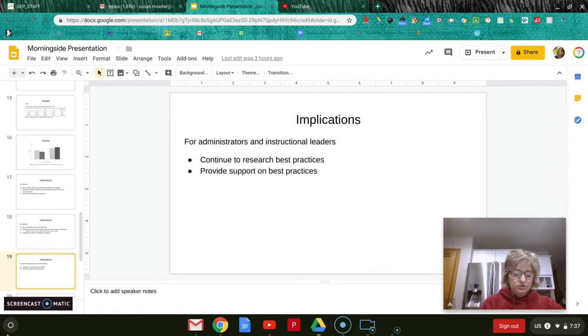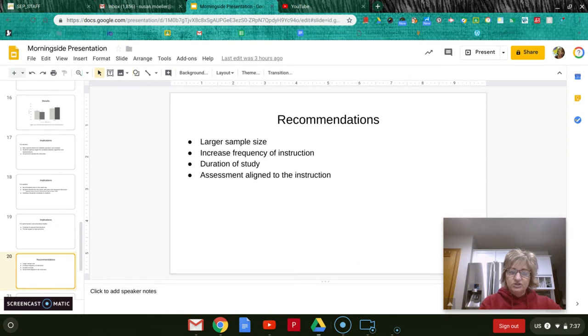Finally, implications for administrators and instructional leaders could be that it's vital that best practices continue to be researched and support must be provided for best practices to be implemented in classrooms. One might consider several changes for a future study similar to this. First of all, a larger sample size would help to determine if the results of the study could be confirmed or denied. One suggestion would be to require all teachers in the district to implement subitizing instruction.